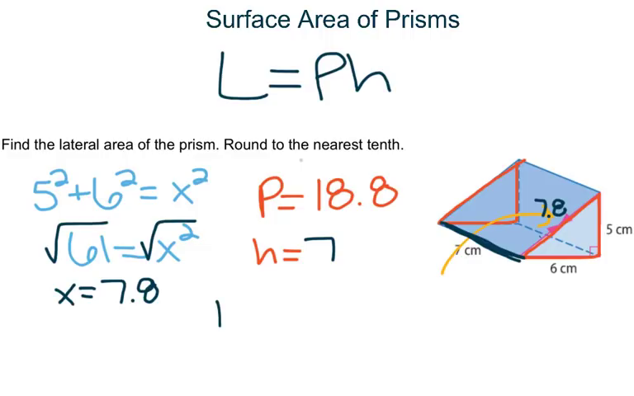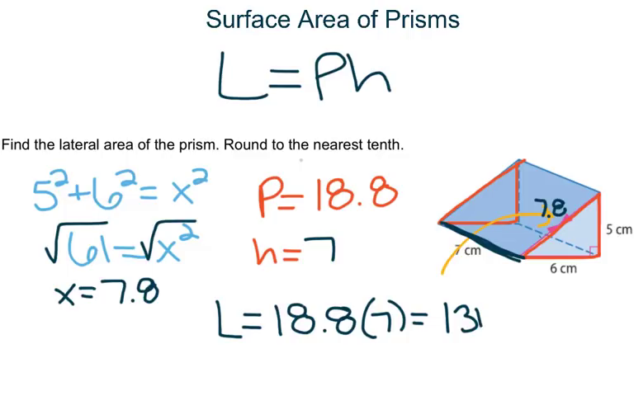So when we go to our lateral area formula, we have perimeter, 18.8, times our height. So 18.8 times 7 gives us 131.6. And we are talking about area. And so when you label your units, it's going to be your area squared. Don't forget, it's area squared, or unit squared, sorry.